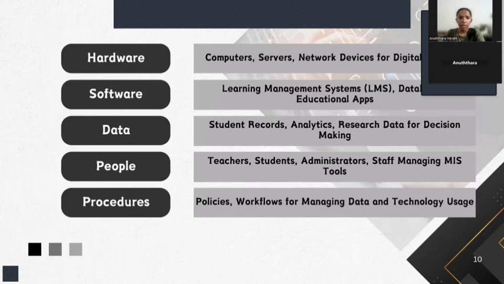And standardized processes improve data accuracy, ensuring the information is updated and error-free. Also, they ensure the protection of sensitive student and faculty data from unauthorized access.